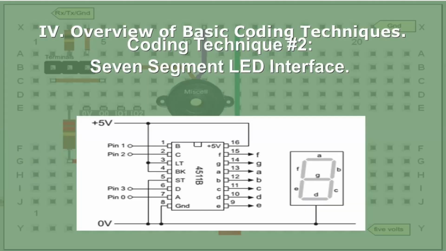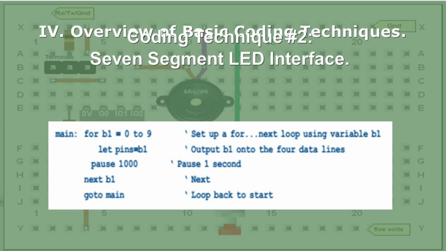Okay, let's get into this. 7-segment LED interface. There's some code right there that would count from 1 to 9. Let pins equal B1. That does a pause of 1 second, and then it's a loop that would cause it to count. It's simply a loop, and that would cause this circuit here to count. And it will load then from B01, which should be that port, I believe.